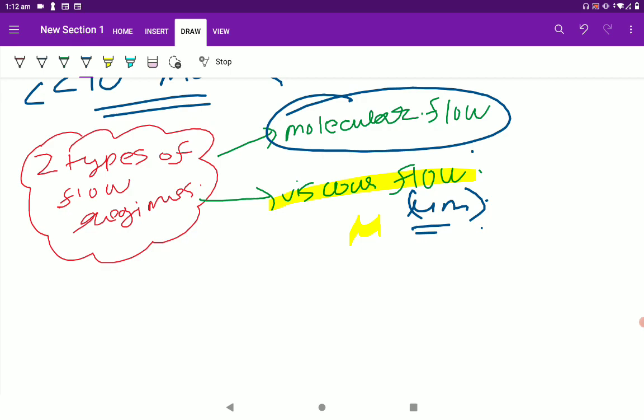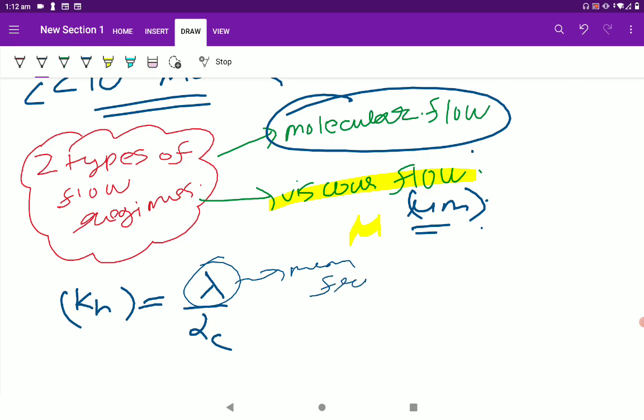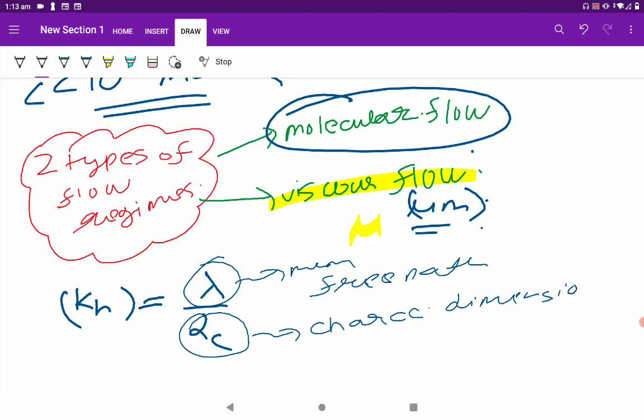Now let's understand the flow condition in the first region, that is in molecular flow, which is completely different because we have very long mean free path. So we can predict the flow regimes with the help of Knudsen number, which is represented by lambda divided by dc. Here lambda is the mean free path, and here dc is the characteristic dimension of the system.